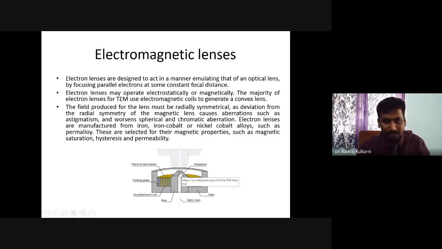We call it an aperture, so that any electron not on this axis is excluded. If it comes here, it will hit and be scattered. It will not be transmitted through this aperture. An aperture is a small pinhole, so it allows only the electrons which are moving in this direction, the optic axis, as we say.